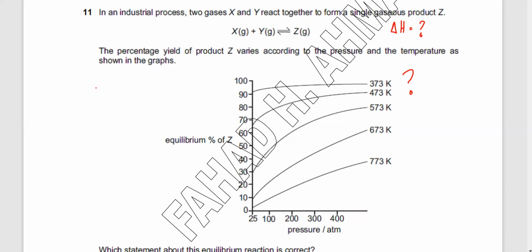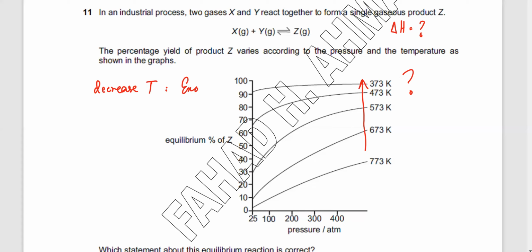What was the rule? First thing, the Le Chatelier's principle rule. If you decrease temperature, which reaction is favored? Exothermic. So the rule was exothermic is favored, right? So you're decreasing temperature, right? And what happens to the amount of Z? It's increasing, right? Yeah, increases.